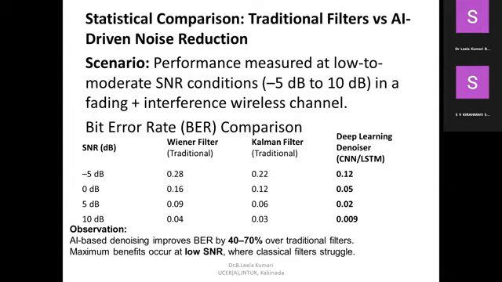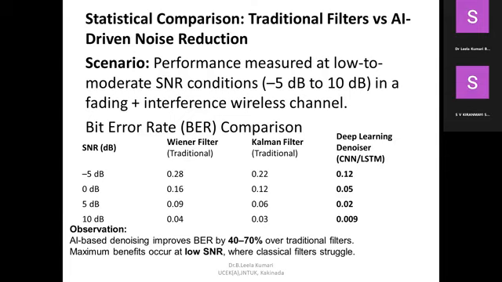So it trains the model with the paired noisy as well as the clean signals, and then deploys the model in the receiver for real-time denoising. And finally, sends the cleaned signal to demodulation or decoding blocks. So these are the different works that have been done in AI-driven signal processing.